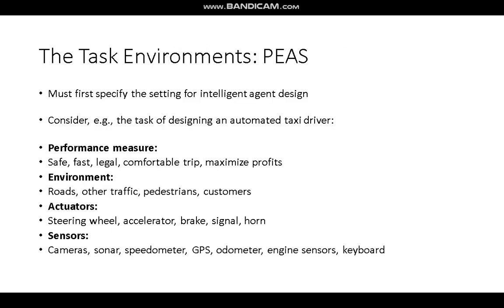The task environments, PEAS. We must first specify the setting for intelligent agent design. Consider, for example, the task of designing an automated taxi driver. Performance measure: safe, fast, legal, comfortable trip, maximize profits. Environment: roads, other traffic, pedestrians, customers. Actuators: steering wheel, accelerator, brake, signal, horn. Sensors: cameras, sonar, speedometer, GPS, odometer, engine sensors, keyboard.